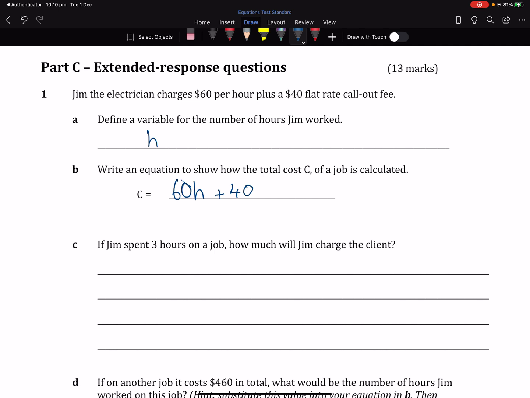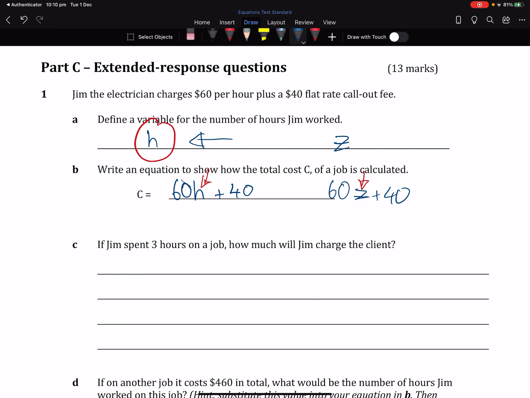And the only difference I should have seen from any of yours would be depending on what you chose to define the variable. So if you decided to call the variable Z for some reason, then yours would have been 60Z plus 40. All right, it wouldn't have changed the structure. All that would have changed is what variable you had there, and of course it should have matched this variable that you put up the top there. If you didn't match the variables, then I would also be wondering what you're up to.